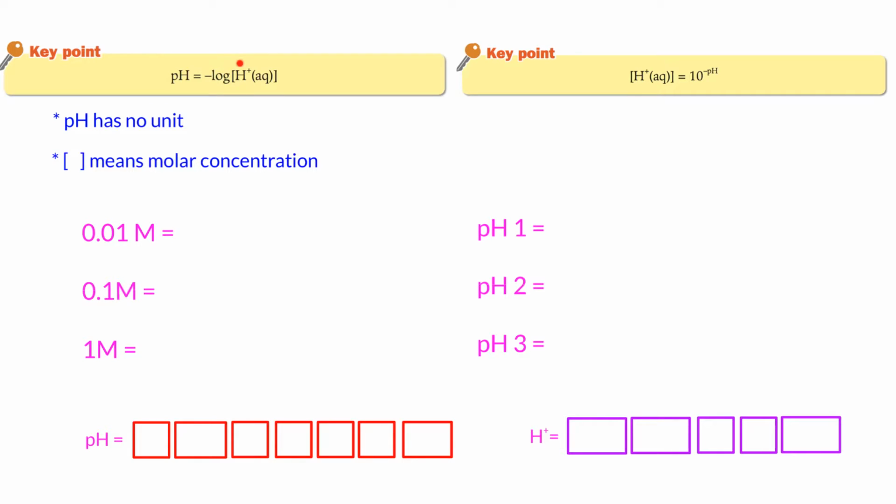You can see a square bracket right there. The square bracket is used to describe the molar concentration, which means capital letter M.